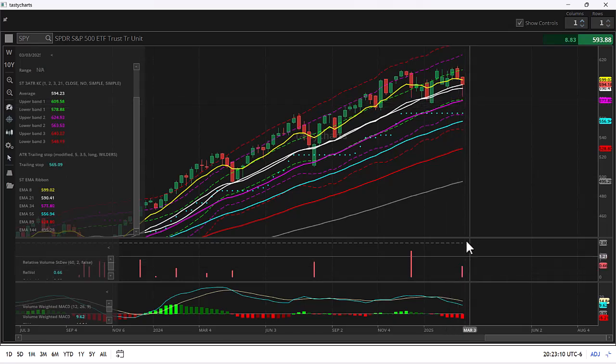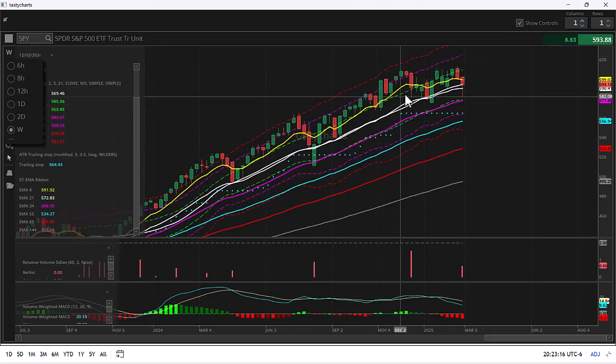You can see volume coming through on that selling, exactly the opposite of what you would want to see if we're going to get a follow through to the upside off of this kind of sideways consolidation we've been seeing.